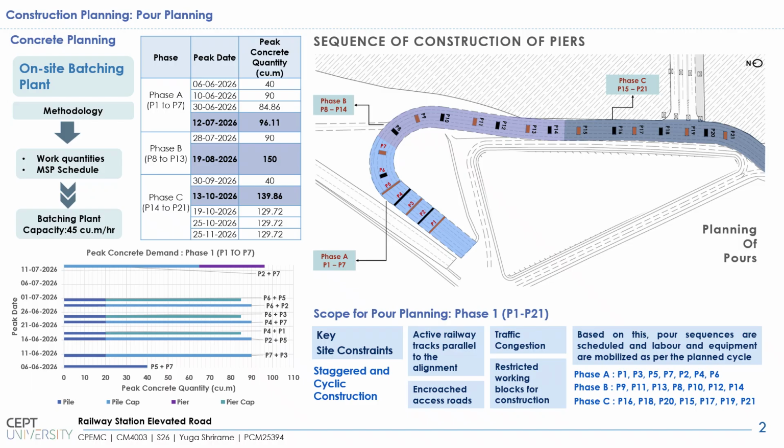The graph represents phase 1, wherein, as we can see, there is a peak concreting quantity of 96.11 cubic meters, which arises due to Pier 2 and Pier 7 combined. Within Pier 2 plus Pier 7, the components giving the peak concreting demand are the pier of P2 and the pile cap of P7. These two combined together give us the peak concreting demand. So this is the analysis for concrete planning.